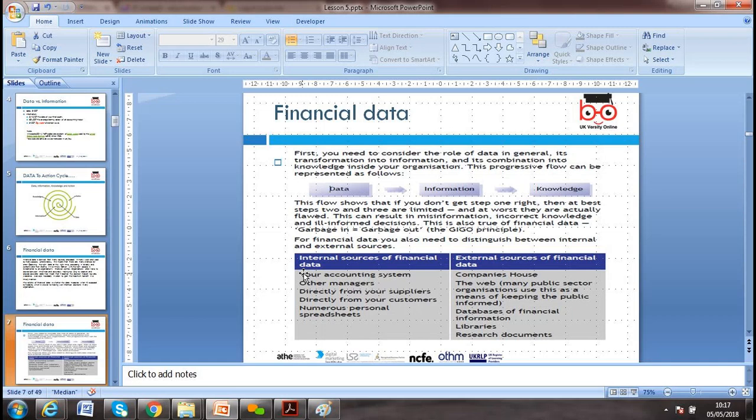Internet could be one of the sources. Most of the companies' accounts are available on the internet nowadays. Apart from that, we also have different third parties that sell or make this financial data available to interested people. We also have Companies House and other organizations that prepare these data and make them available to interested people globally. Good, well done. So these are the different sources of data that we can use.